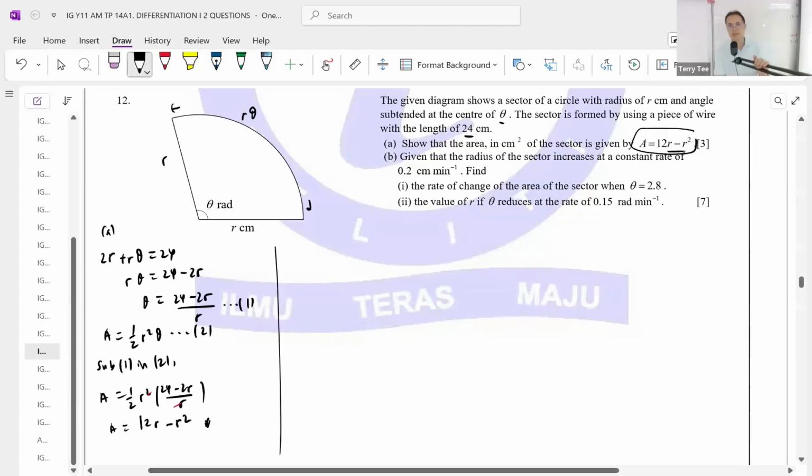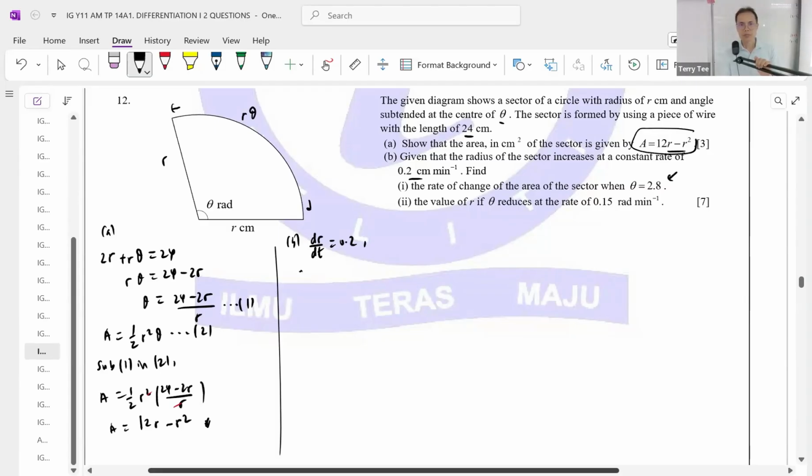Now, next, the radius of the sector increases at a constant rate of 0.2. So, meaning your dr/dt is 0.2. Okay, find the rate of change of the area when theta is 2.8.